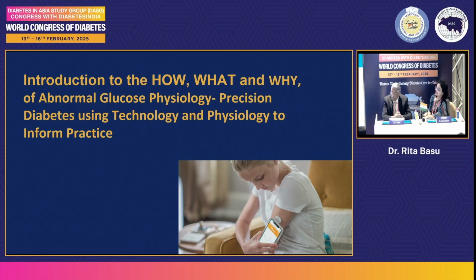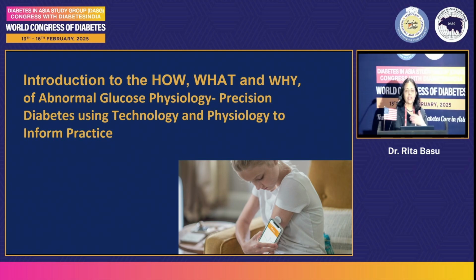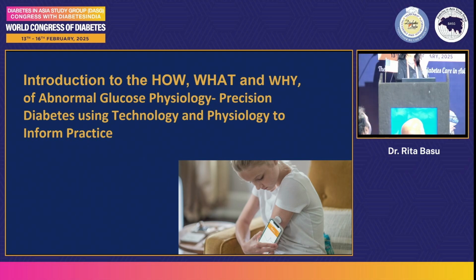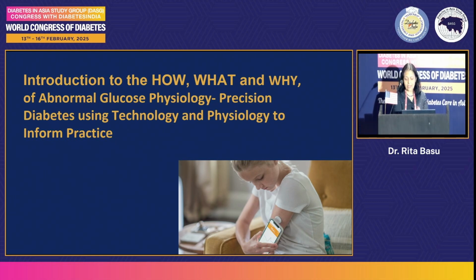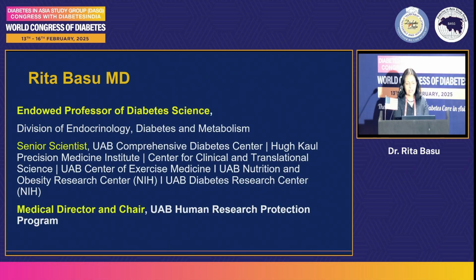So I'm going to start you off with why it is important to learn about CGMs, about technology, about artificial pancreas. So I'm introducing the topic to you: the how, what, and why of abnormal glucose physiology. Basically, if you understand abnormal glucose physiology, you can apply precision diabetes using technology and physiology to inform the practice of the patient. So that's my interest.